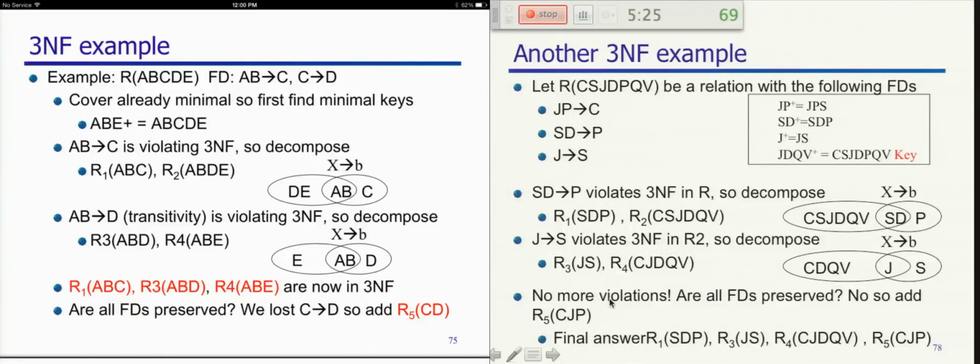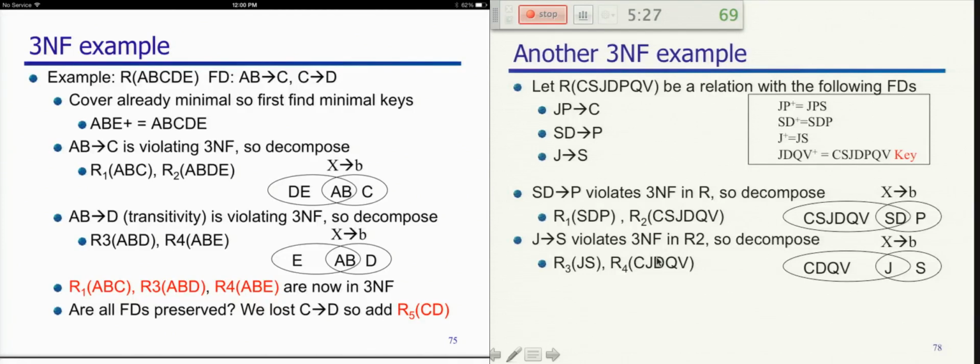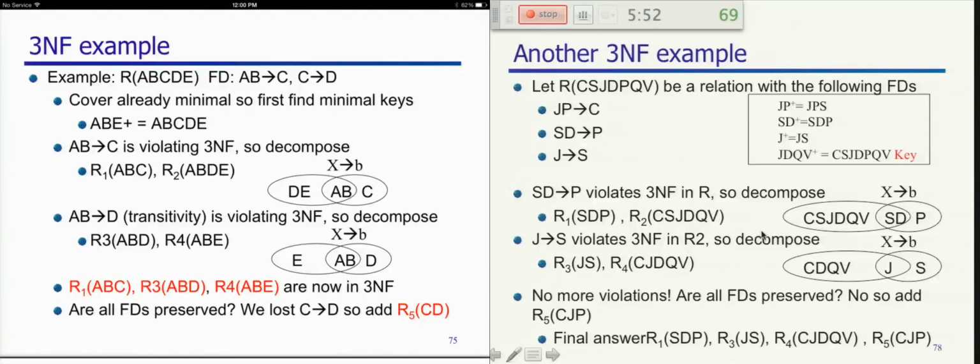Now let's see if R4 is violating anything. So does JP determine C hold here? J is not part of this, so this doesn't hold. SD determining P, P is not here, so that one doesn't hold. J determines S is not here. Let me check the closures. The closures don't show any violations either. Okay, so no more violations.